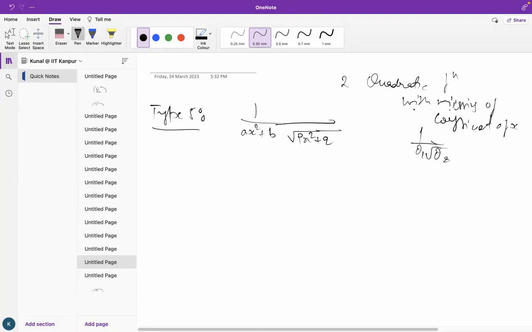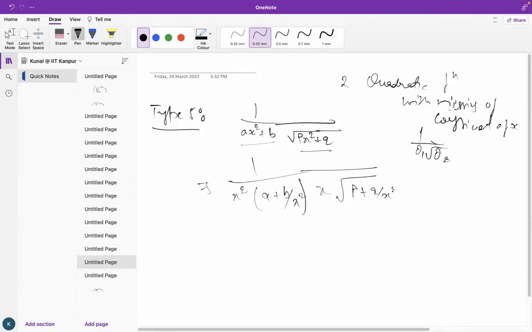What we do here is take x square common, and then whatever we get inside the root, we substitute it as t square. Let me show you what I'm saying. Take x square common from both, right? If you take x square common from both of the quadratic expressions, we get x square times (a plus b by x square). And then we take x square common from the root, so we get x outside, and p plus q by x square, right? So here we get 1 by x cube, (a plus b by x square) and root under (p plus q by x square).